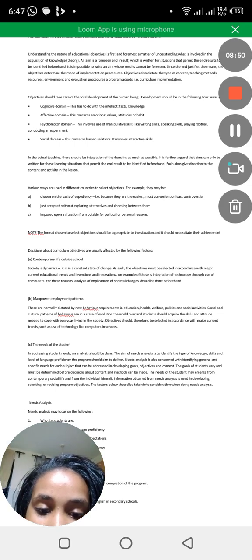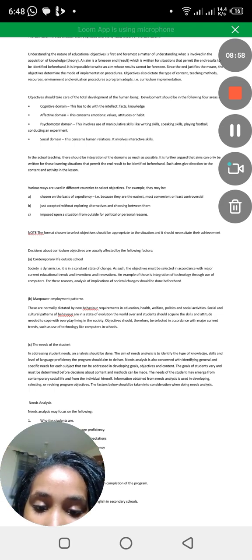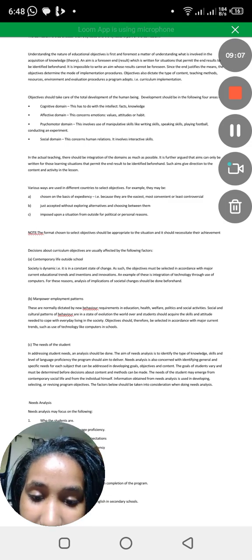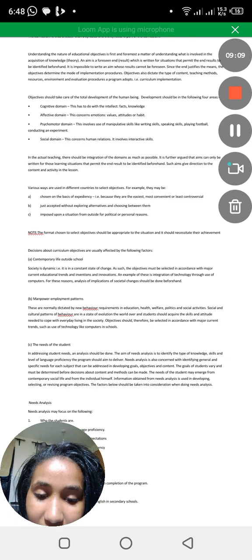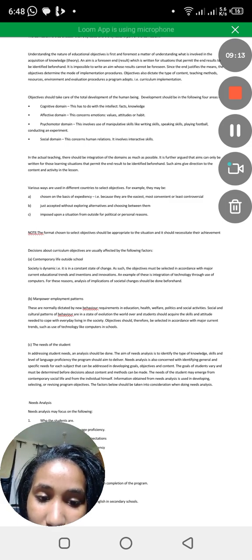Needs analysis may focus on the following: who the students are, their present level of language proficiency, teacher and students' goals and expectations, your teaching skills and level of proficiency, constraints of time and budget, available instructional resources, societal expectations, and what skills the student will be required to use on completion of a certain program.